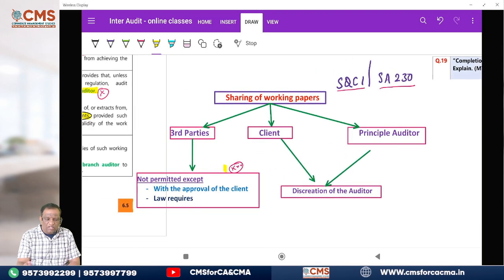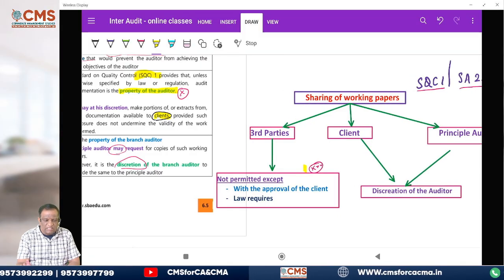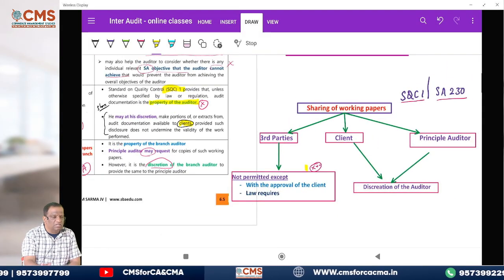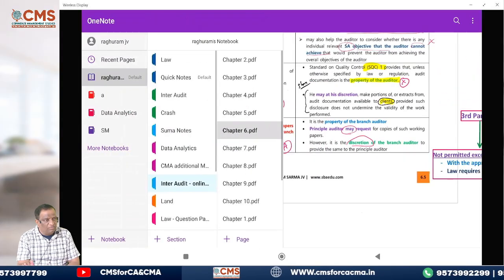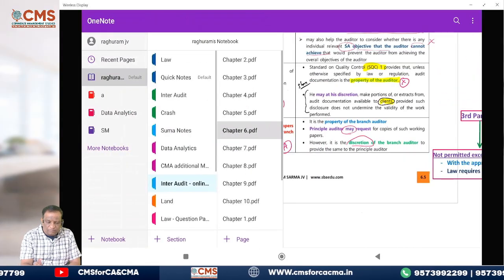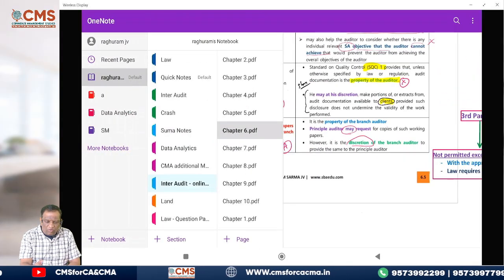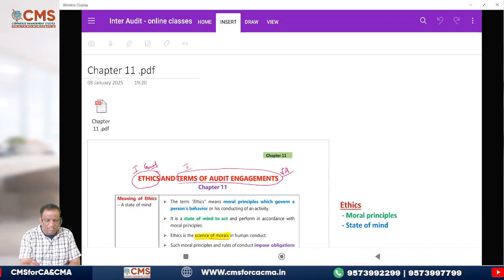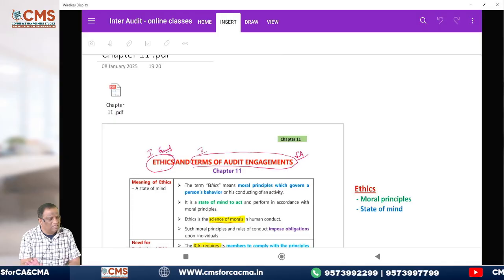So actually these topics are good. We can discuss much in detail, but since we don't have time, let's restrict only to the core concepts of this documentation. Then let's go back to chapter 11, because this is also very simple, 6-7 marks.